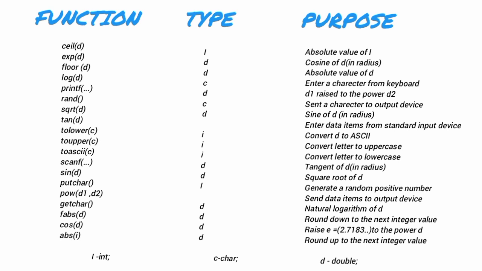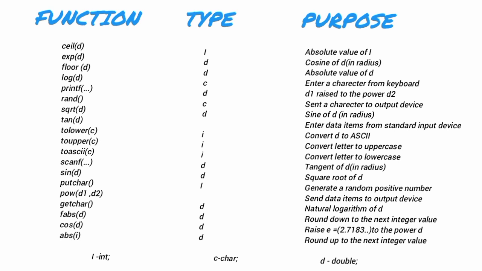scanf(...): enter data items from standard input device. toascii(c): convert value to ASCII. toupper(c): converts letter to uppercase. tolower(c): converts letter to lowercase. tan(d): tangent of d in radians. sqrt(d): square root of d. rand(): generate a random positive number. printf(...): send data items to output device. log(d): natural logarithm of d.